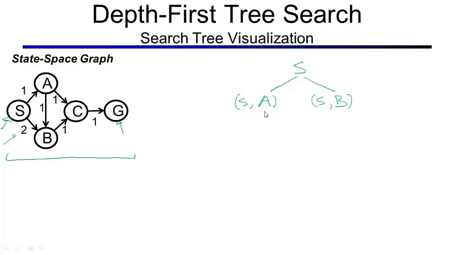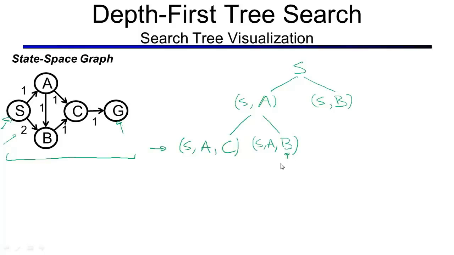Then, once we are in A, which is alphabetically first compared to B, we will, after expansion, get C and B. Again, these are really partial plans: the plan to start in S, go to A, and then go to C, and the plan to start in S, go to A, then go to B. Depth-first search always looks at the things deepest in the tree first. There are two of them that are equally deep. Amongst the ones that are equally deep, it does alphabetical tie breaking. B comes first alphabetically, so now it'll expand B.